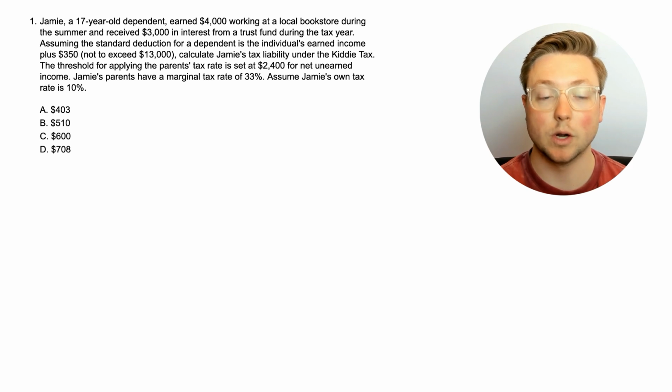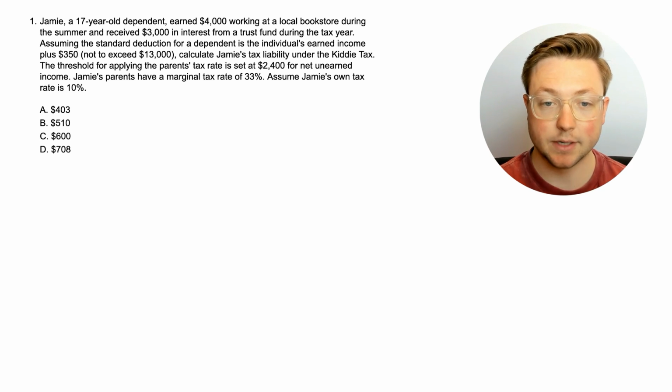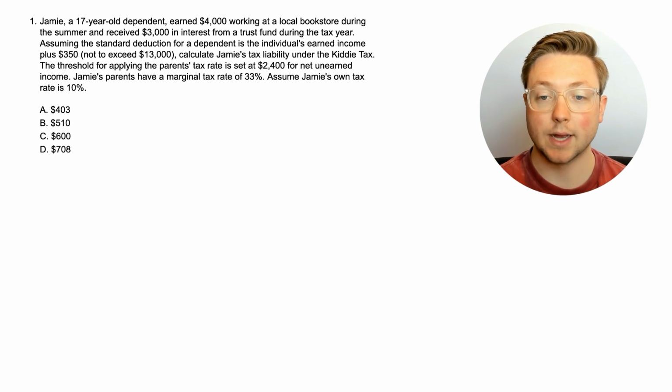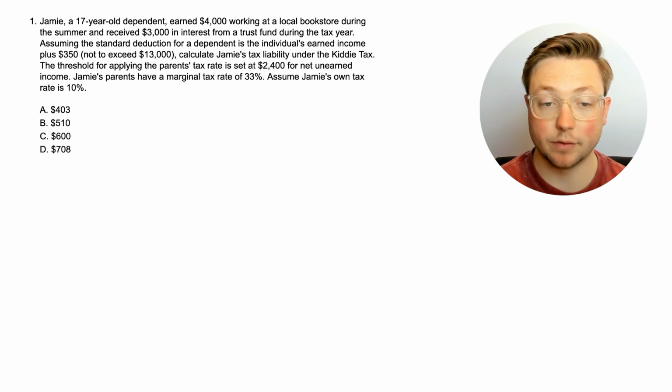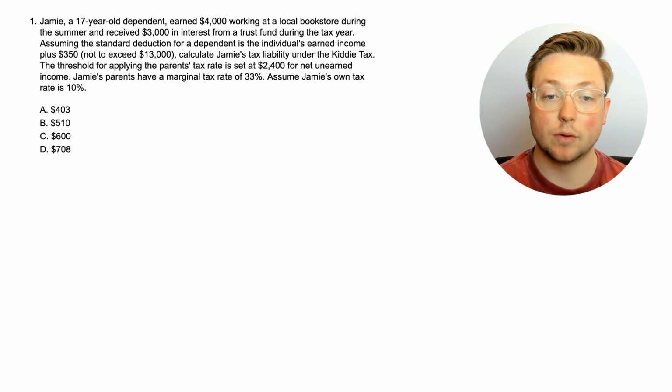Alright, here is question 1. Jamie, a 17-year-old dependent, earned $4,000 working at a local bookstore during the summer and received $3,000 in interest from a trust fund during the tax year. Assuming the standard deduction for a dependent is the individual's earned income plus $350, not to exceed $13,000, calculate Jamie's tax liability under the Kiddie tax. The threshold for applying the parent's tax rate is set at $2,400 for net unearned income. Jamie's parents have a marginal tax rate of 33%. Assume Jamie's own tax rate is 10%.